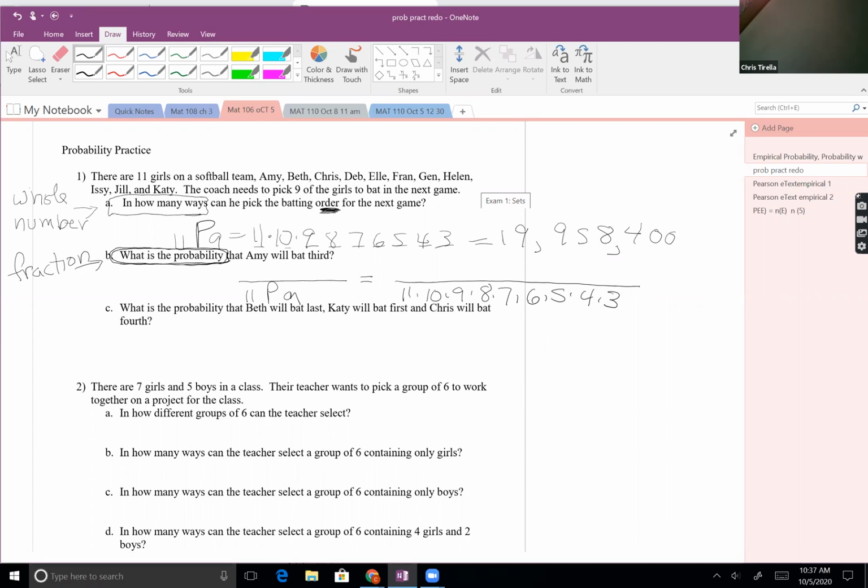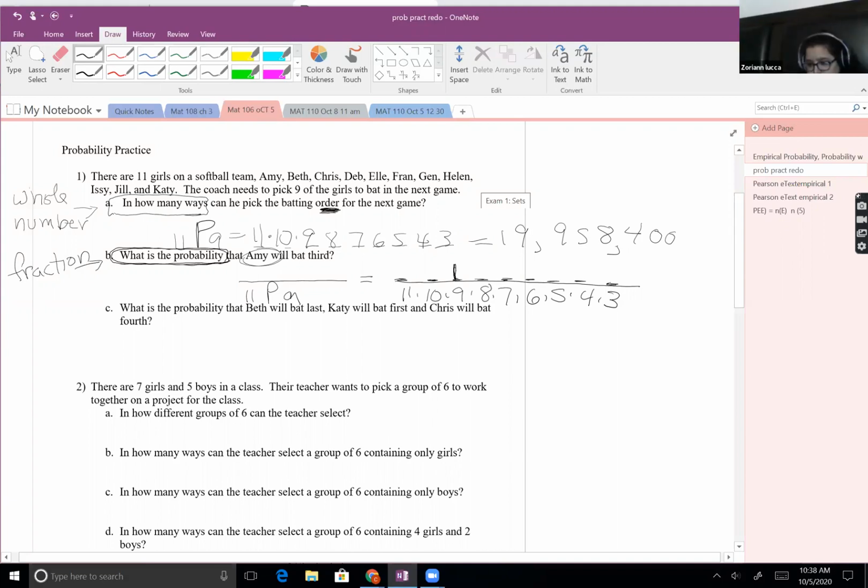Now, how you figure this out depends on you as an individual. I personally find with questions like this, it's easiest if I picture filling in the blanks. So those are my 9 spots for the players to go in. With me so far? Yes. I want Amy to bat third. How many Amy's are there? 1. So in this third space, I have 1 person to pick for, right?